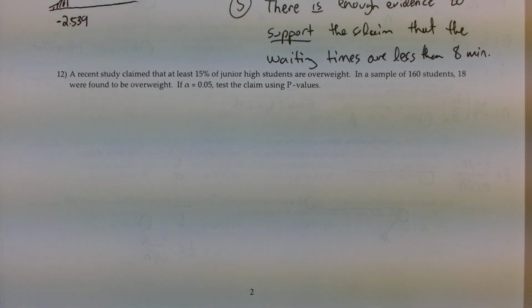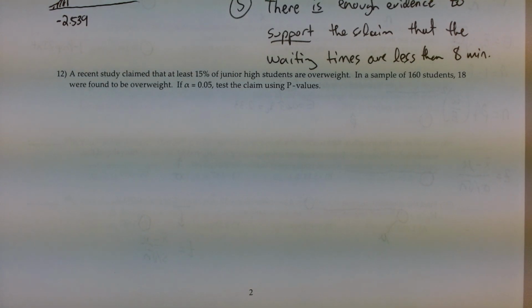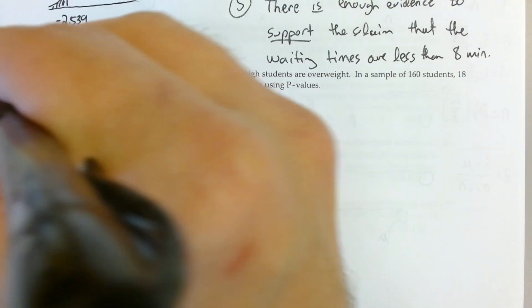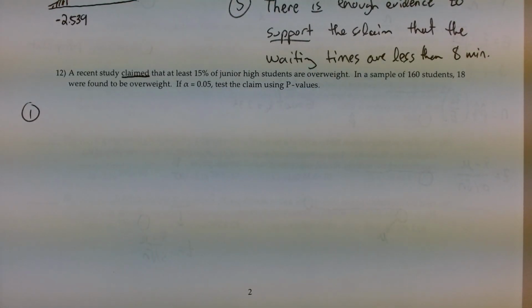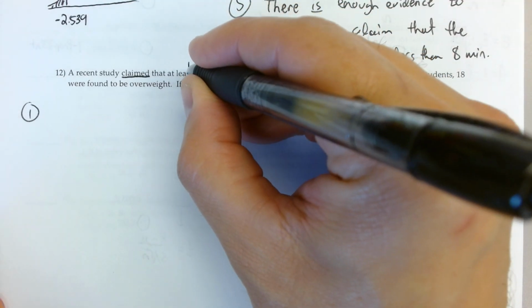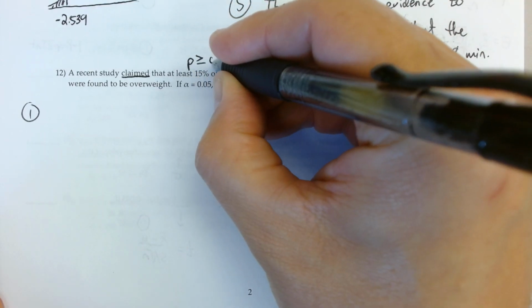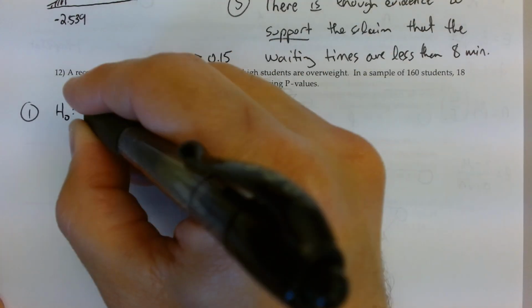Okay. Finally, we're told a recent study claimed that at least 15% of junior high students are overweight. So that is our claim, so we can start on step 1 here. But also we're talking about a percentage, so we know we're doing a proportion test. So this claim is that the proportion, P, of junior high students is greater than or equal to 15%, 0.15. So because of the "or equal to," that's a null hypothesis. So we're going to put that here.